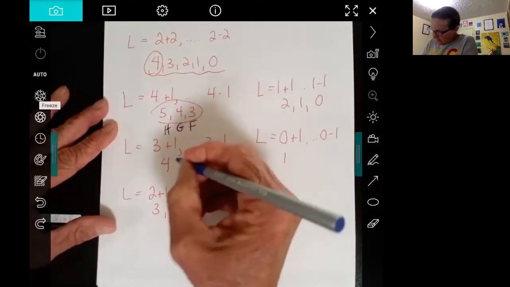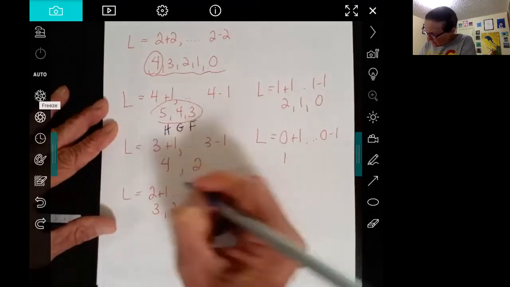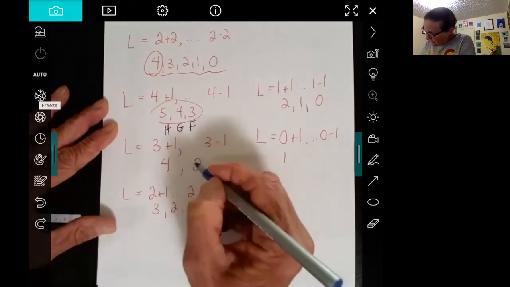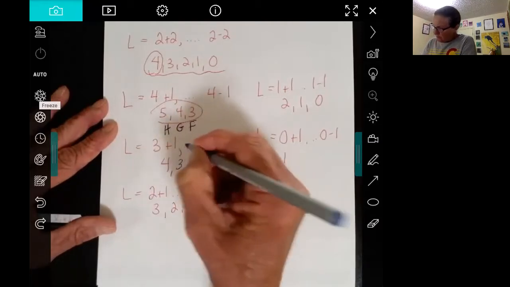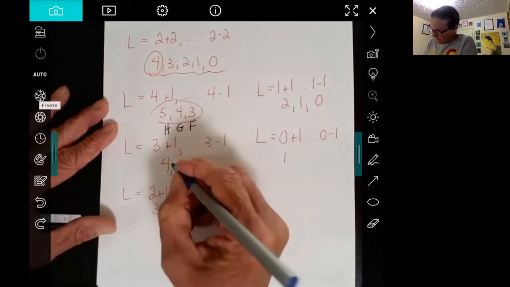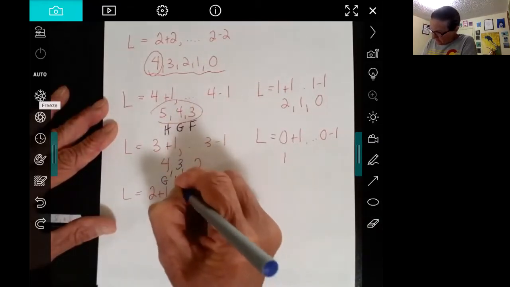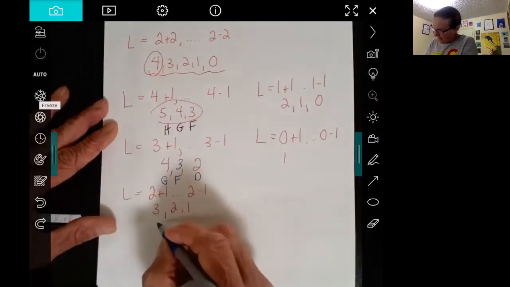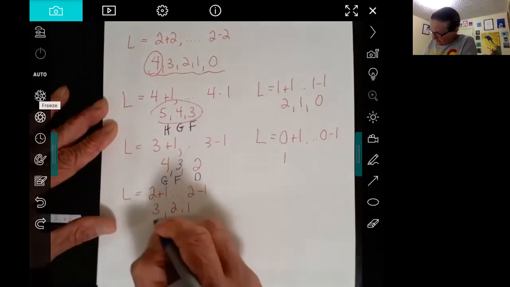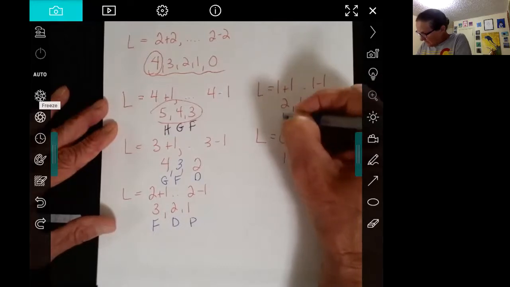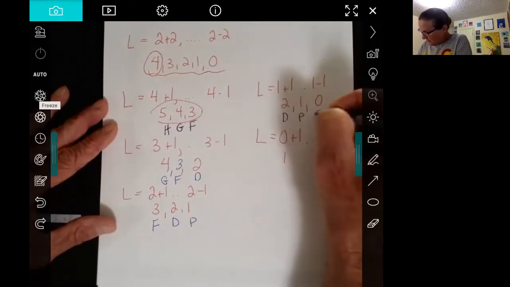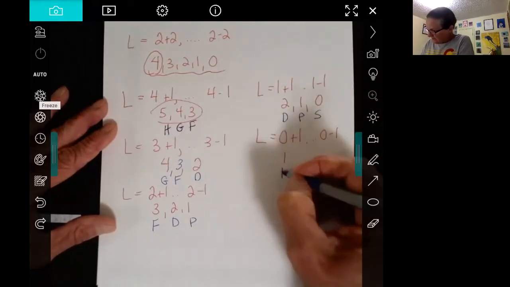This gives us a G, oops. This should have also had a 3 in there, minus down to this one. So it's going to give us a G, an F, and a D. This is going to give us an F, a D, and a P. This is going to give us a D, a P, and an S. And this is going to give us a P.